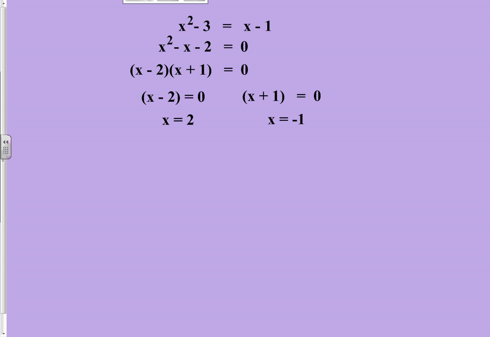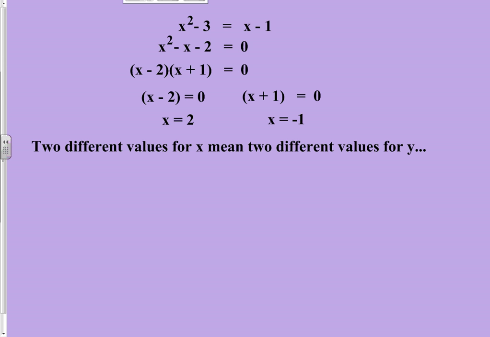So we discussed what that means to the problem. Well, we're finding intersections between two curves. So that means if we got two different values for x, we must have two different intersections. And we're going to need two different values for y. So we're going to take these x values back to the original problem, and we're going to plug them in.